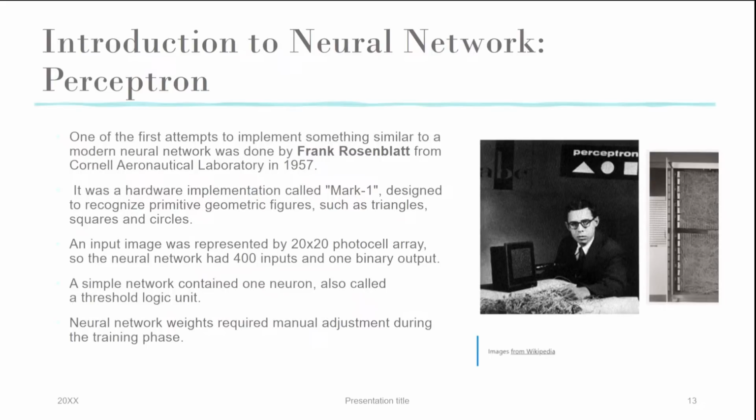The input to that neuron was an image represented by a 20 by 20 photocell array, so there were 400 inputs to that neuron. A simple network contained one neuron, which they called a thresholding logic unit. The network weights needed to be adjusted so that it could identify the figure correctly. These were adjusted manually. So this was the first artificial neural network implemented in hardware.